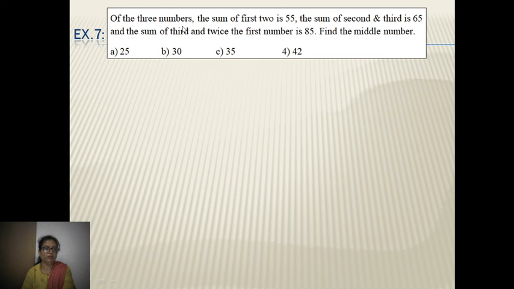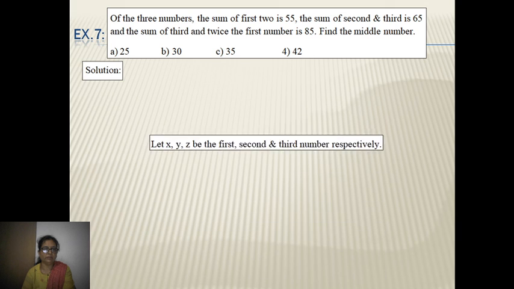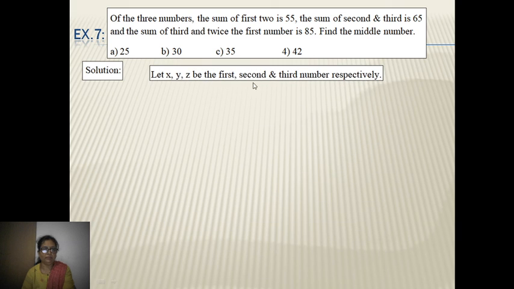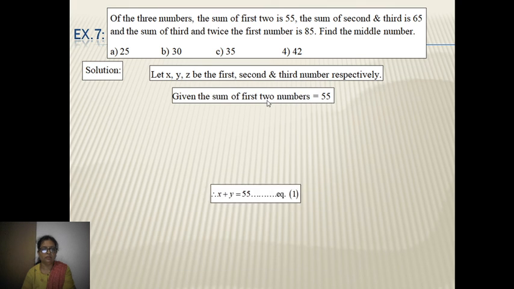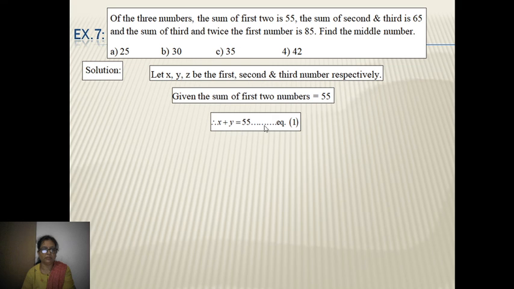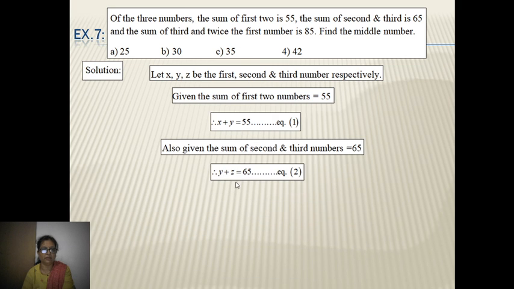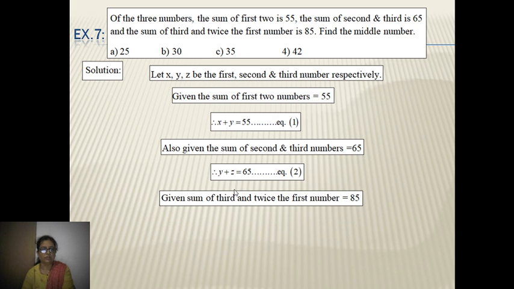Example number 7. Of three numbers, the sum of the first two is 55, the sum of the second and third is 65, and the sum of the third and twice the first number is 85. Find the middle number. Now, this is an example of three variables. Let x, y, z be the first, second, and third number respectively. Here, the sum of the two numbers, x plus y equal to 55. Apply the second condition, then we get equation number 2. Apply the third condition, we get equation number 3.